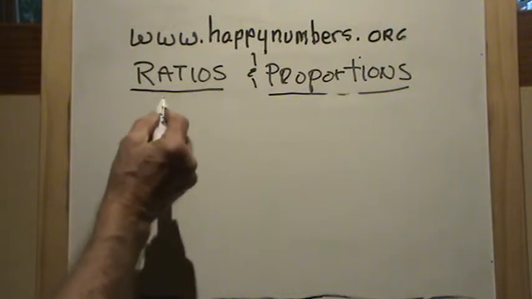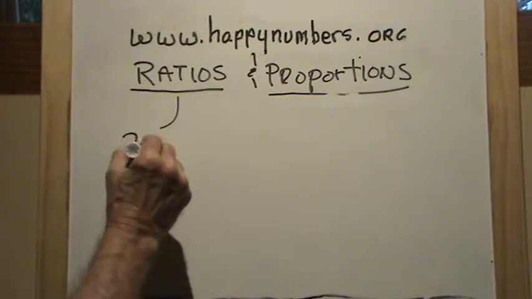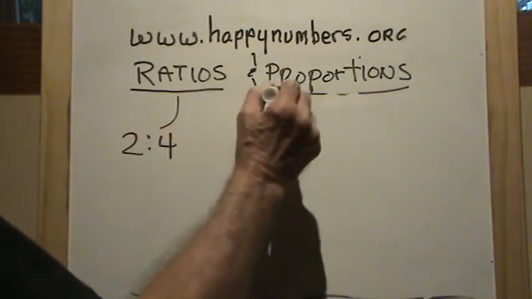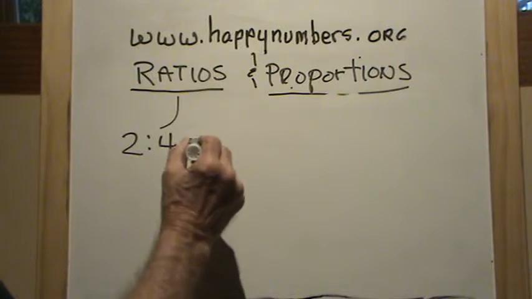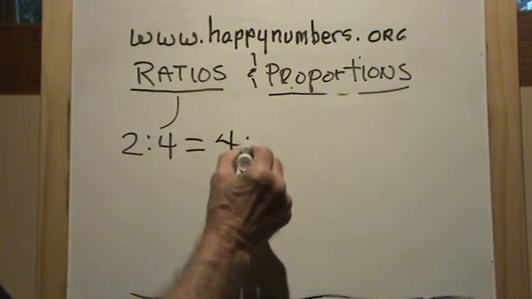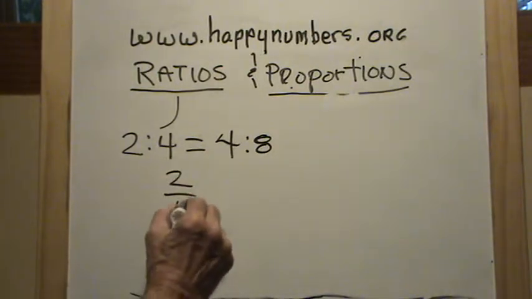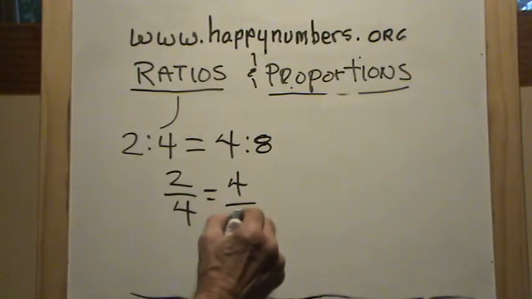Again, a ratio compares 2 numbers. 2 is to 4. A proportion compares 2 ratios. 2 is to 4 as 4 is to 8. We can write it like this. 2 is to 4 as 4 is to 8.